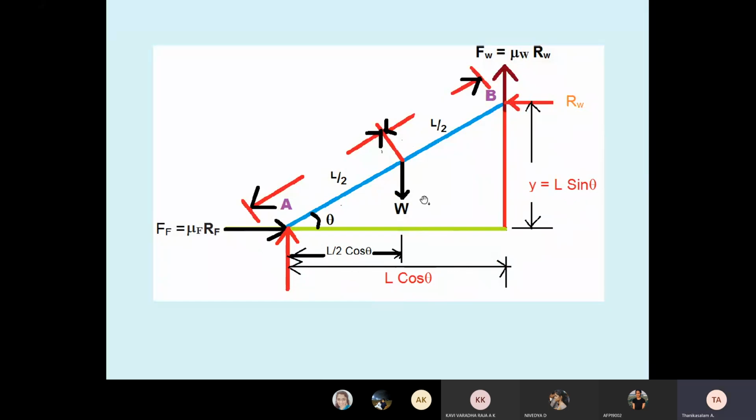Then also see here, the W is acting perpendicular downward, no? The weight is acting vertical. What is the horizontal distance? We know L by 2 distance. Students, here L by 2. The weight is acting at L by 2 distance. We know theta. Therefore, the horizontal distance is L by 2 cos theta. Understand? So you have to mark all the distances. Okay.